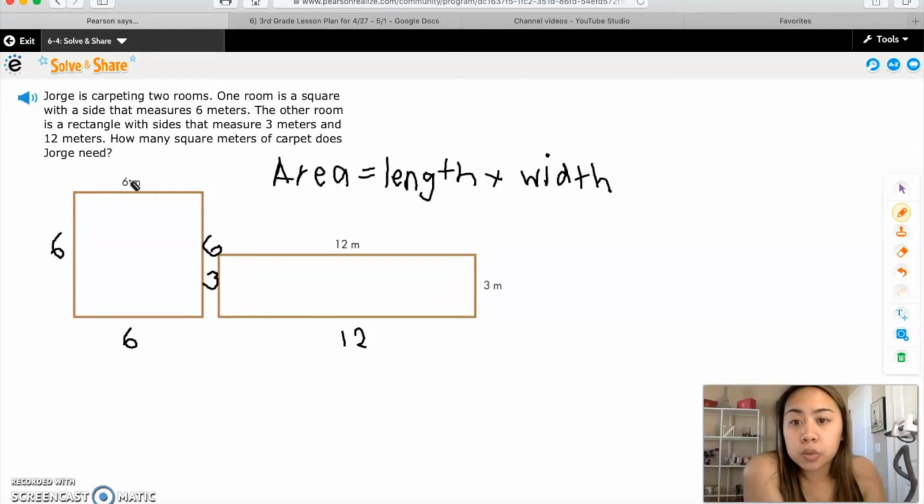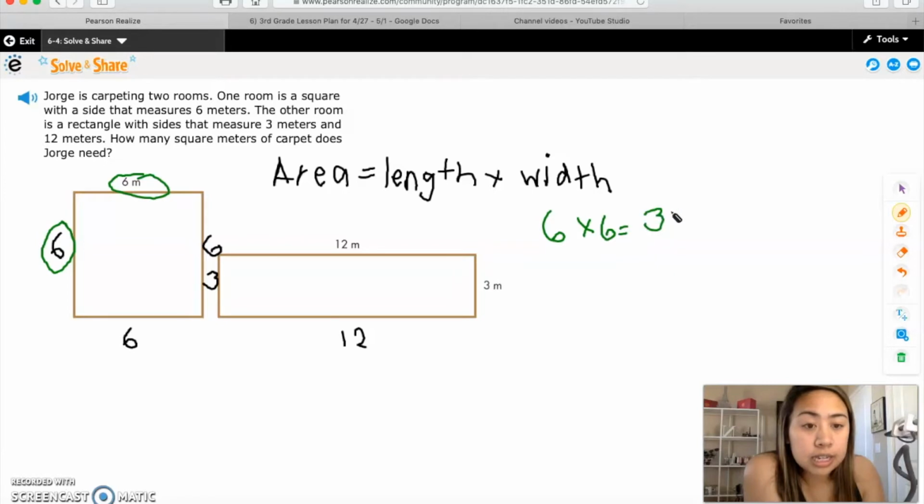So let's do the square. Let me change my color. Let's do green. Let's do the width of the square, which we know is 6. And then we'll do one length of the square, which is also 6. So for the square, we can do 6 times 6, which will give us an area of 36.